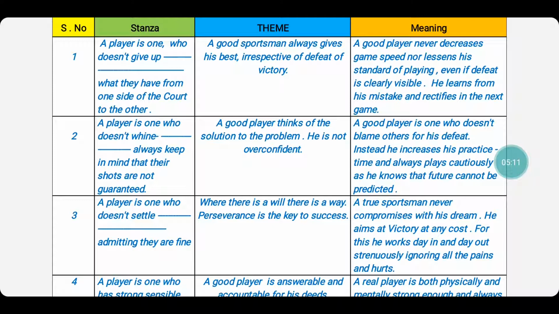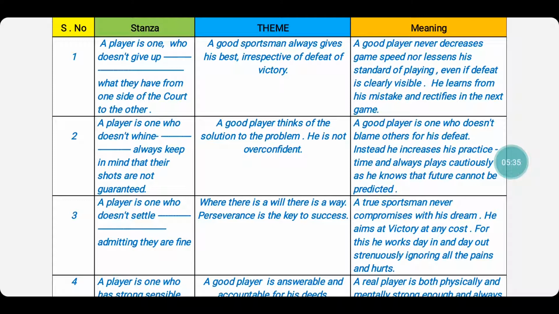Instead, he increases his practice time and always plays cautiously. Cautiously means very carefully, as he knows that the future cannot be predicted. However talented he is, however well versed he is in the game, we cannot tell what the next shot will be. So he keeps that in mind and plays very cautiously.